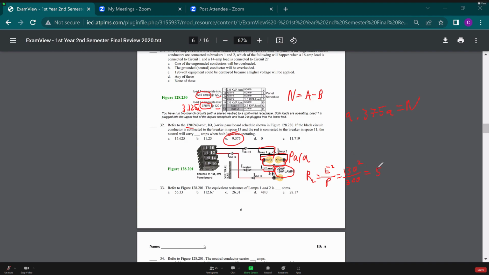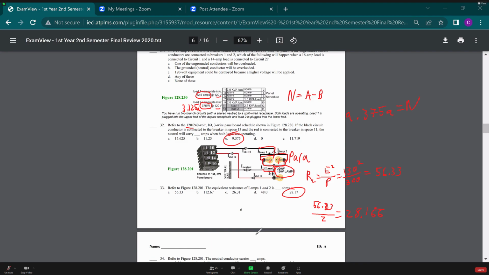I have 56.33. So in this 56.33, I can take that resistance and divide it by 2 because lamp 1 and lamp 2 are equally rated. I'm going to come up with 28.16 repeating, which is 28.17.